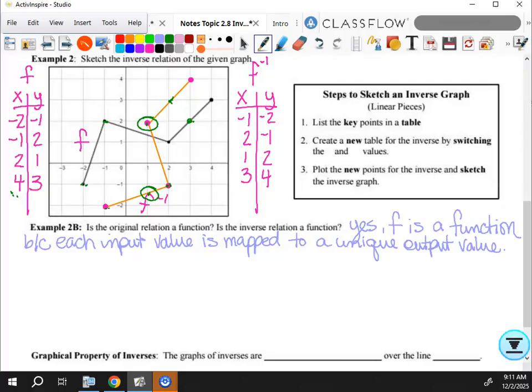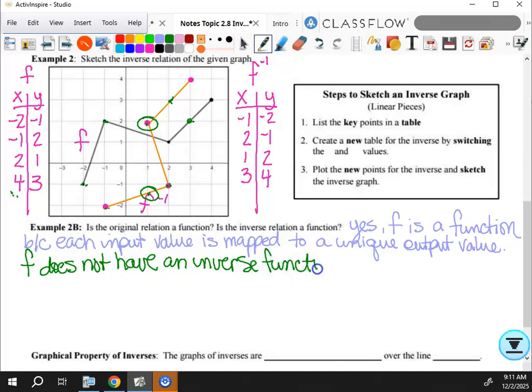All right. So here's how we word this. So we're going to say, F does not have an inverse function. I don't know why this graph is giving me so much trouble today. It's such a simple graph.